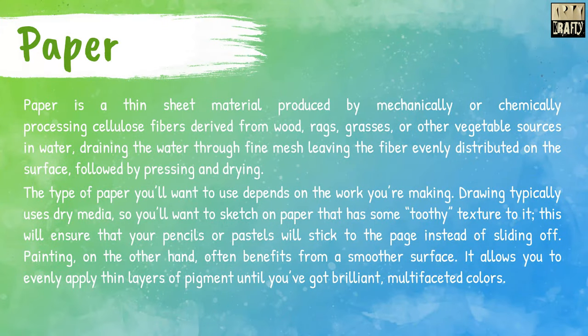Paper. Paper is a thin sheet material produced by mechanically or chemically processing cellulose fibers derived from wood, rags, grasses, or other vegetable sources in water, draining the water through fine mesh, leaving the fiber evenly distributed on the surface, followed by pressing and drying.